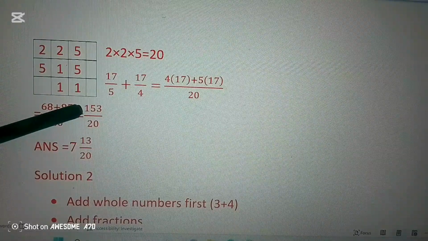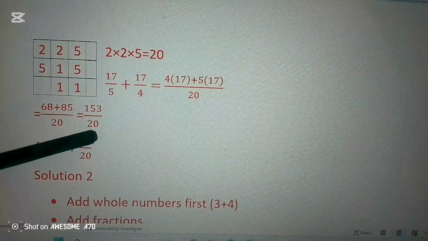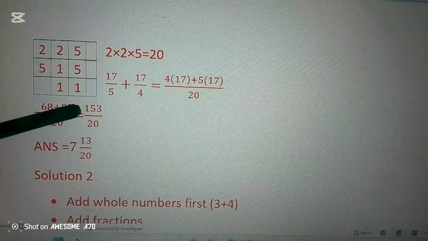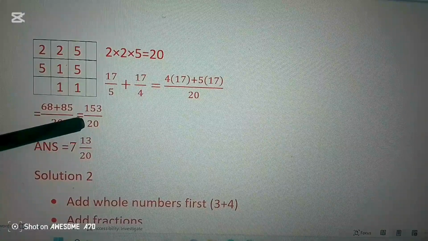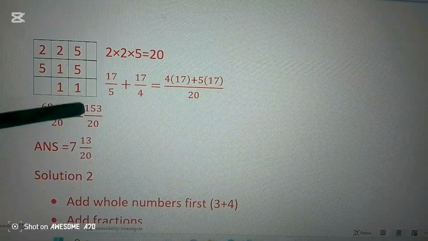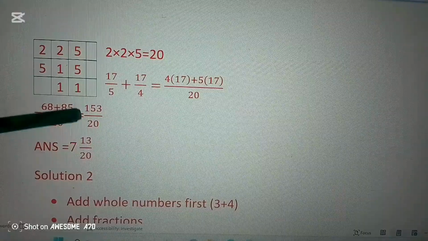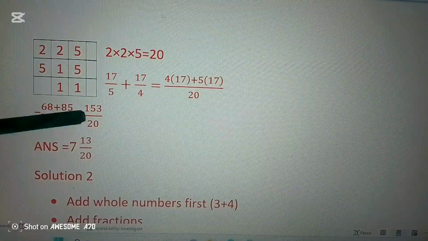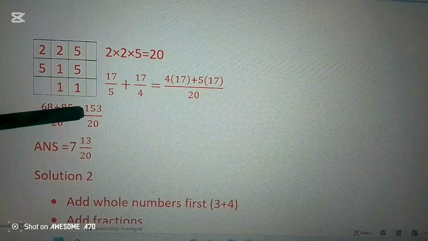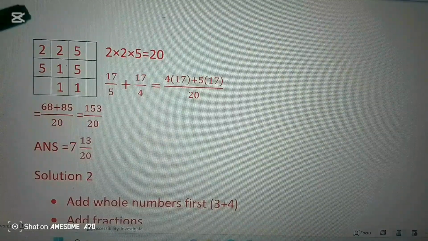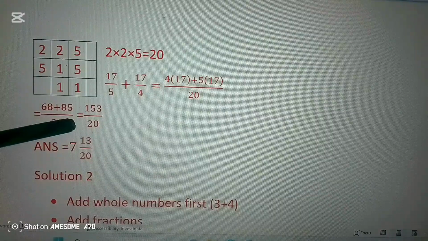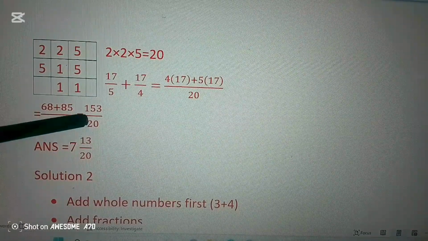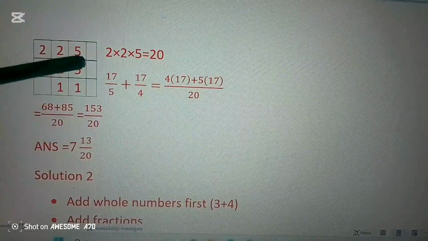If you look at the numerator, 153 is larger than the denominator, 20. So we can't leave our answer as an improper fraction. Never leave your answer as an improper fraction. The teacher will look at you and say that maybe there is something improper. Change this one into a mixed fraction.